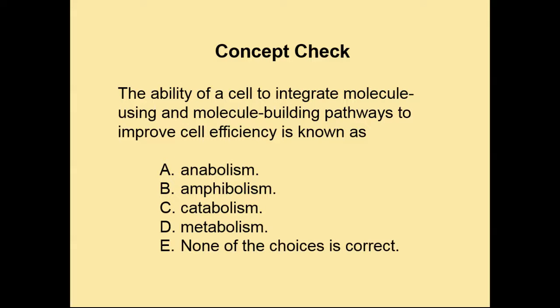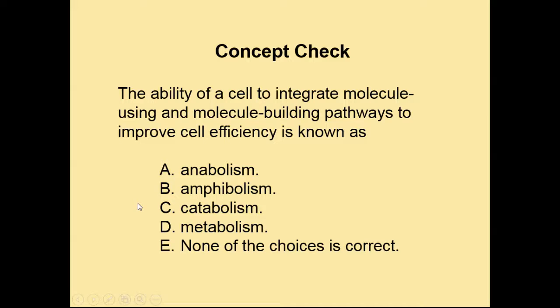So, concept check class. If we look at a cell that can integrate anabolic and catabolic pathways, so molecule using and molecule building pathways, to improve efficiency, what is that known as? Is it known as anabolism, amphibolism, catabolism, metabolism, or none of the choices is correct? You can rewind, or you can flip back in your PowerPoint, or check your textbook for the answer.